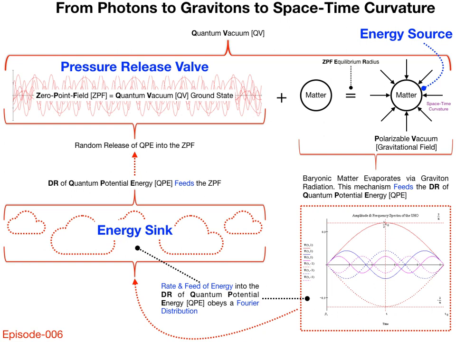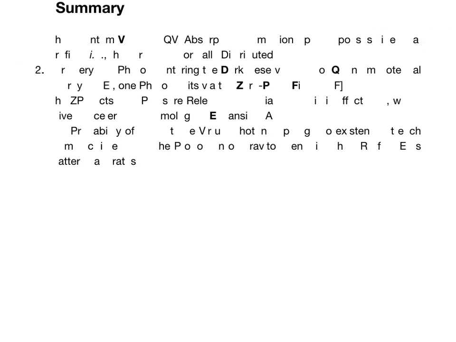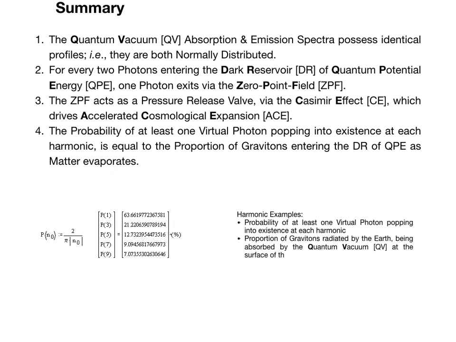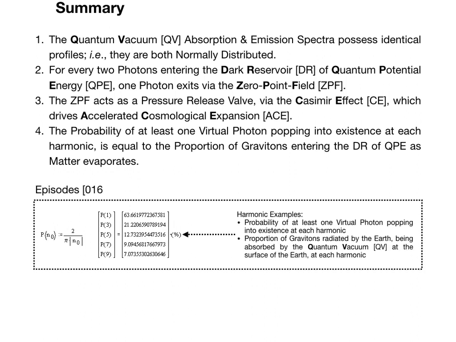Let's now summarize what we have learned. The lessons learned in this episode are quite straightforward. 1. The quantum vacuum absorption and emission spectra possess identical profiles, that is, they are both normally distributed. 2. For every 2 photons entering the dark reservoir of quantum potential energy, 1 photon exits via the zero-point field. 3. The zero-point field acts as a pressure release valve, via the Casimir effect, which drives accelerated cosmological expansion.